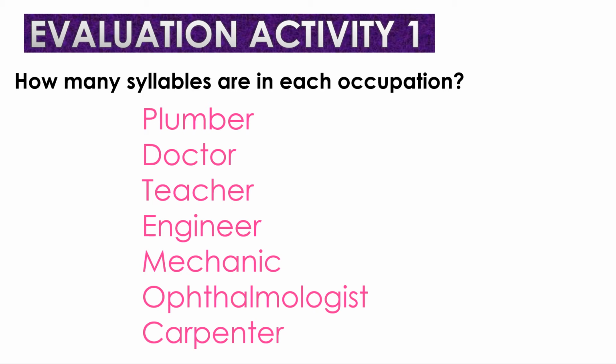Mechanic, how many? Three. Ophthalmologist, how many is that? Ophthalmologist, mashallah, that's five. And the last one, carpenter, that is three. So by taking the words one after the other, we can know how many syllables, and when we're able to count the number of syllables in the word and divide the words up, we can spell them better.